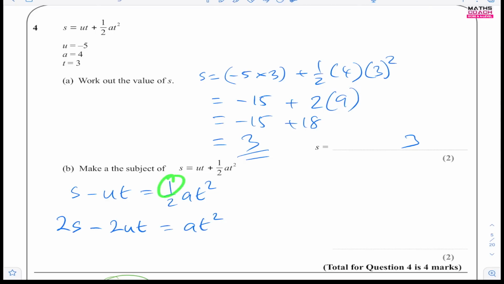You might be wondering what happened to the 1. Well, when we multiplied with the 2, then we only were left with 1 times at, and we don't need to write 1 in algebra.